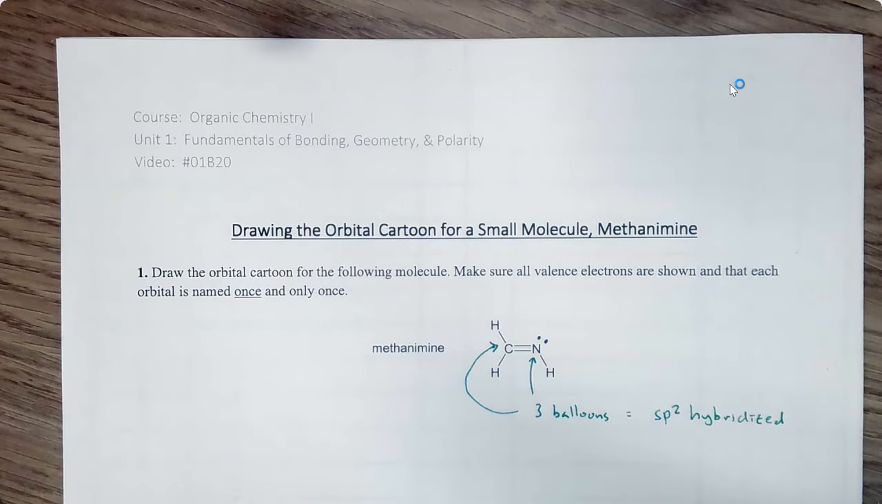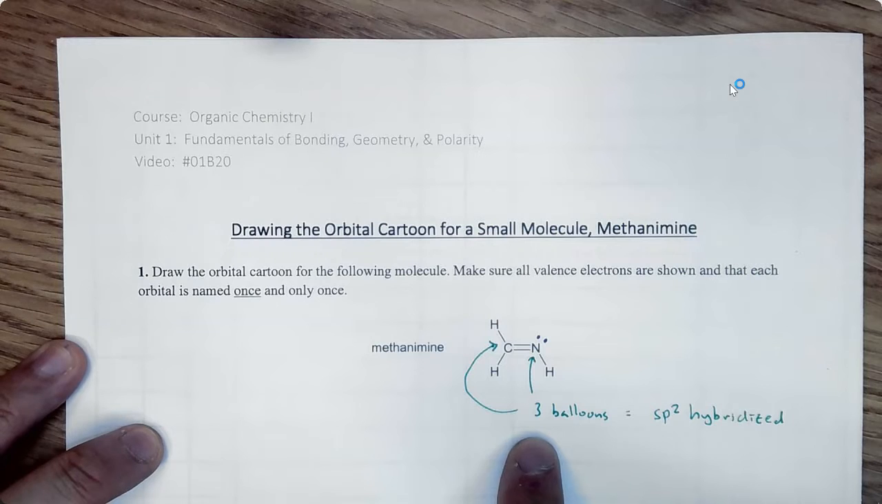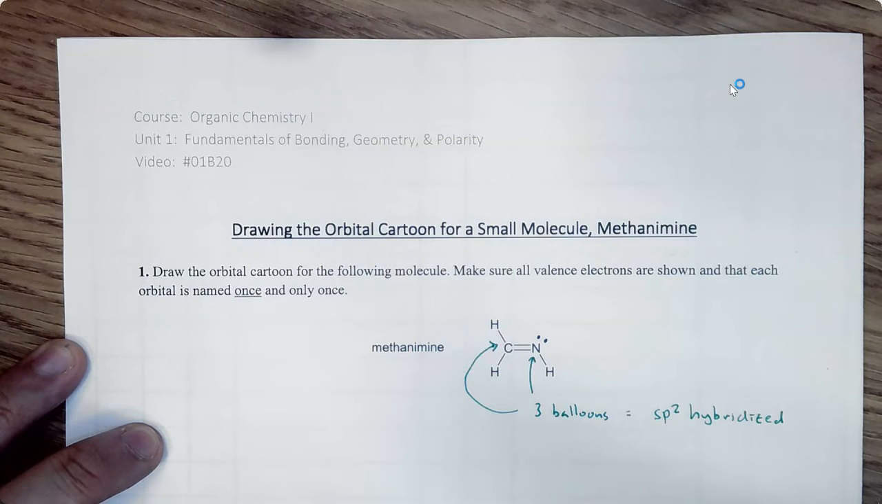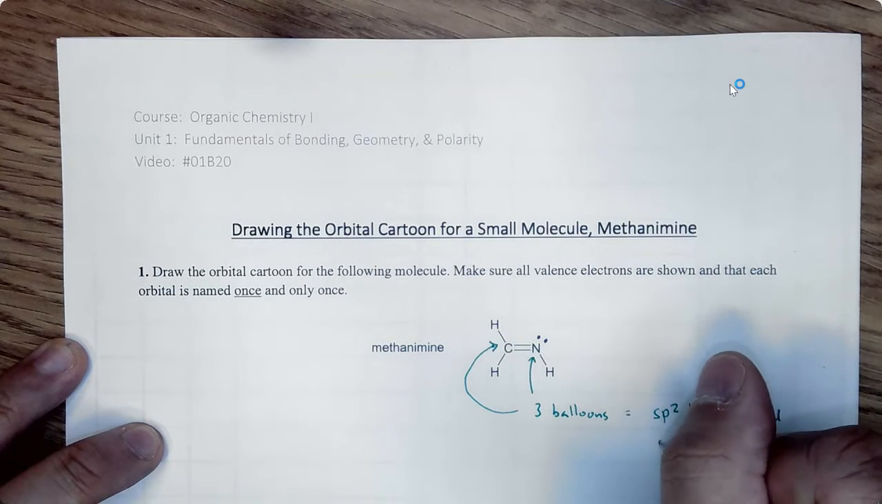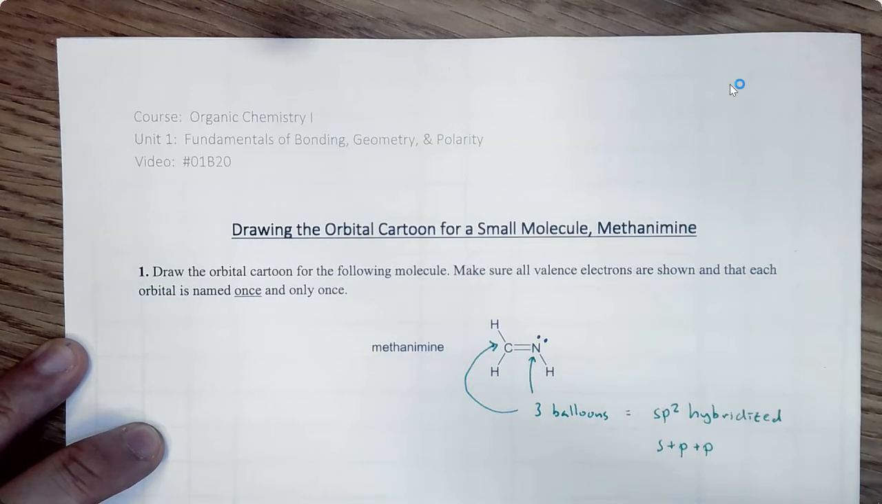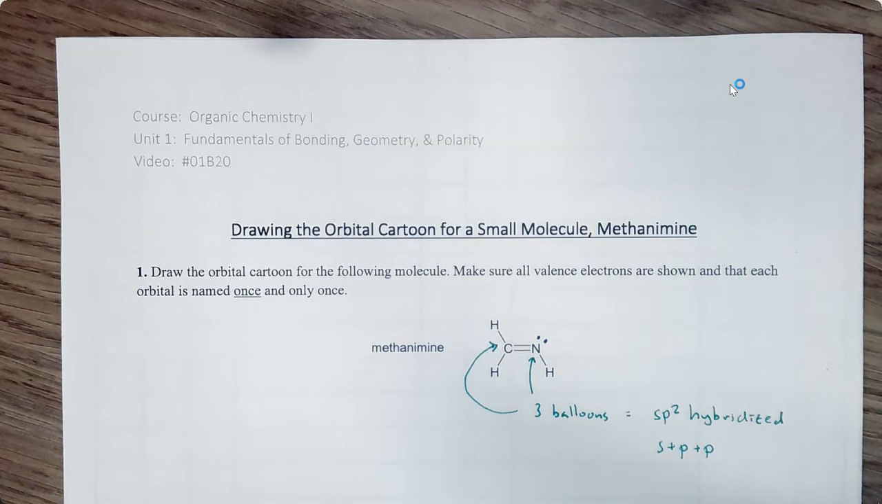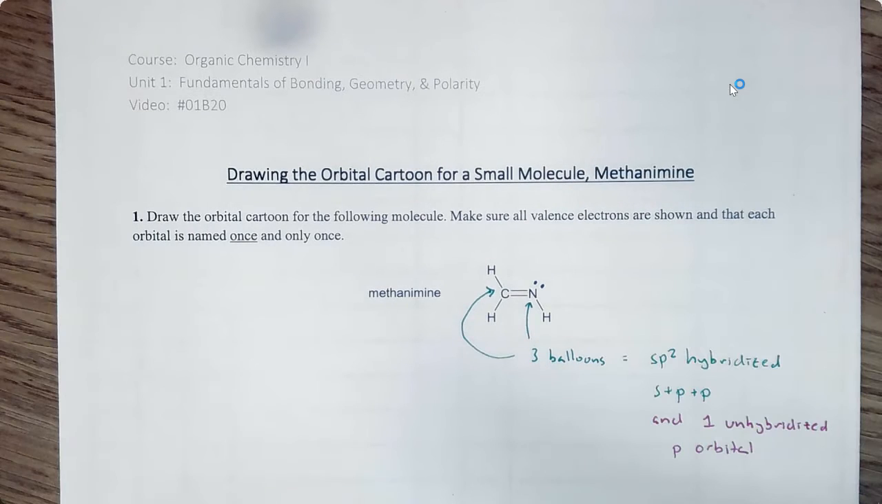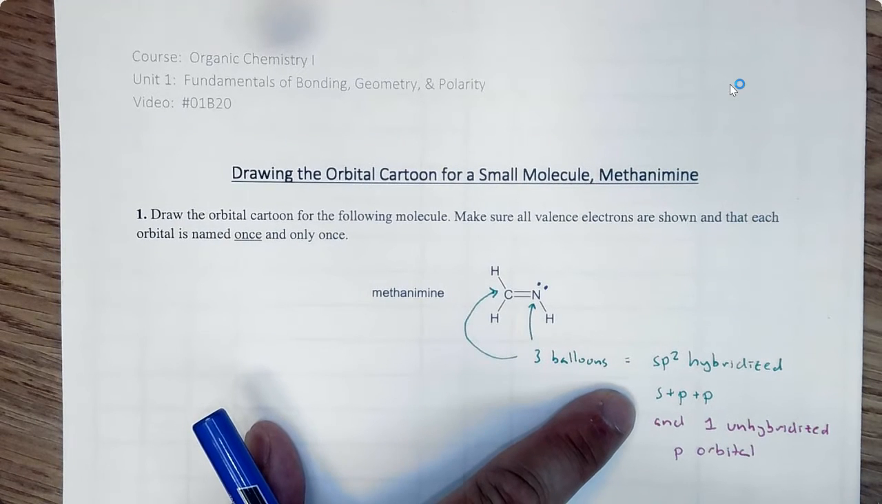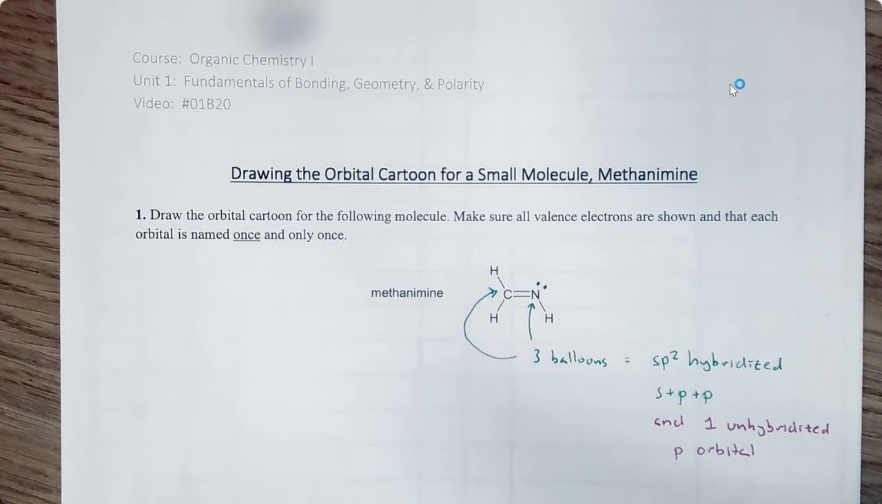The trick is, if you have 3 balloons, you got a result of 3 hybrid orbitals because you mixed 3 atomic orbitals, an s, a p, and a p. What this means is that we have a third p orbital that is unhybridized. Now, any atom that is sp2 hybridized will always have 3 sp2 hybrid orbitals and 1 unhybridized p orbital, no matter if it's carbon, oxygen, nitrogen, or even one of the halogens.